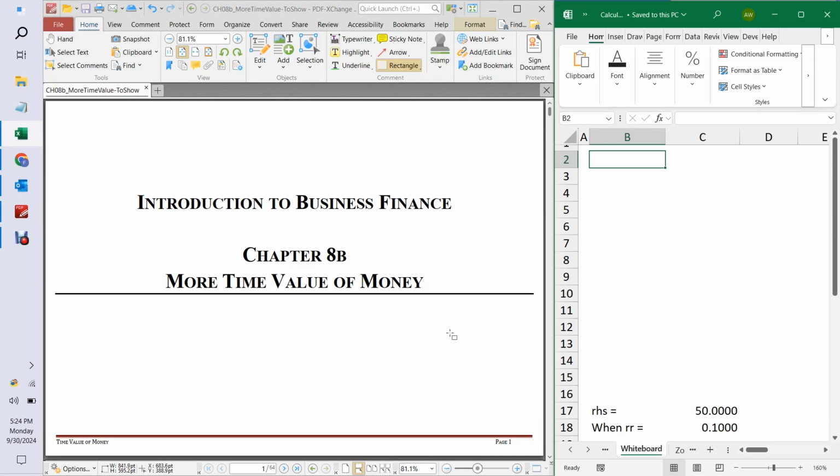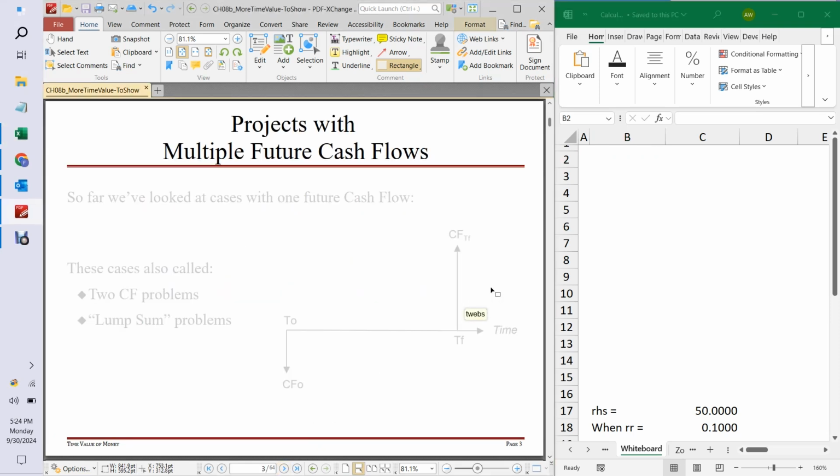Hello and welcome to Introduction to Business Finance, Chapter 8B, More Time Value of Money. We're going to start this section by looking at projects with multiple future cash flows.